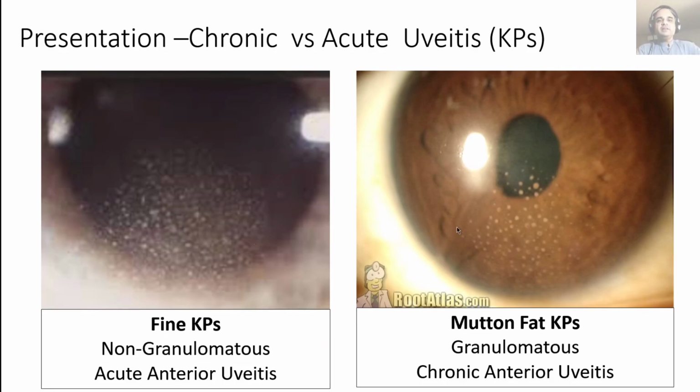Chronic anterior uveitis KPs are also called granulomatous. Acute setting uveitis KPs are also called non-granulomatous because they're short. They're called mutton fat because they have the color of mutton fat. We don't usually see mutton fat, the color that those people who describe these as mutton fat do.